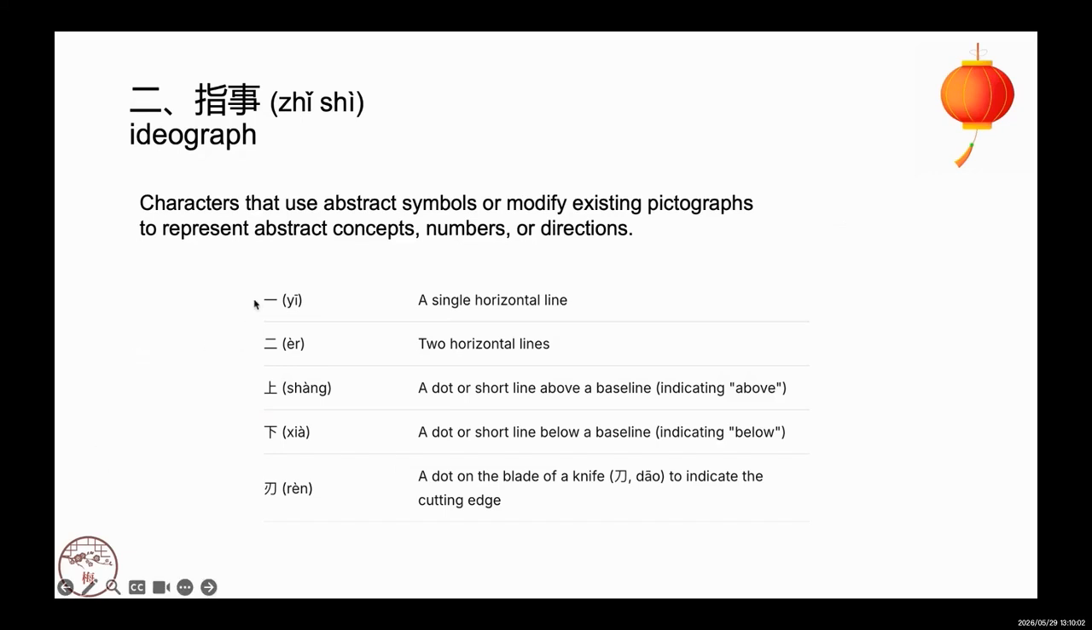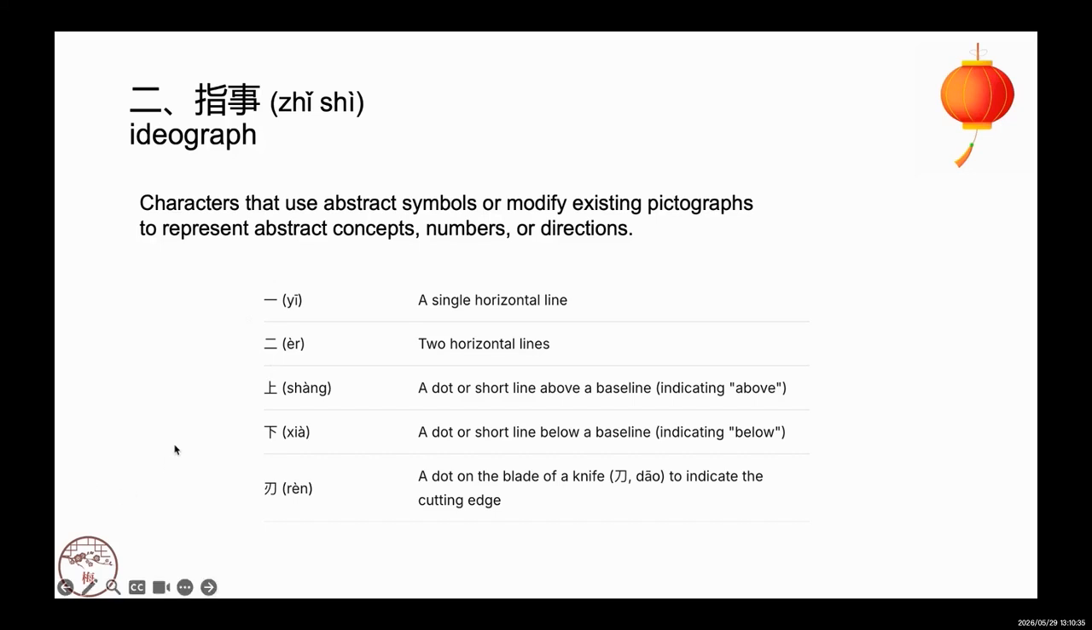For example, this is a single horizontal line. This character is 一, which means number one in English. How about the second line? This is 二. It has an additional horizontal line, right? It means number two.